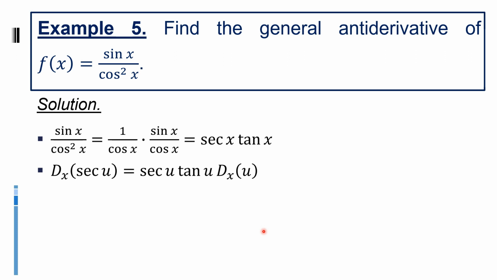From our formula, we have the derivative of secant u is equal to secant u tangent u times the derivative of u. Therefore, that is just equal to secant x plus c. So the antiderivative now is secant x plus c.